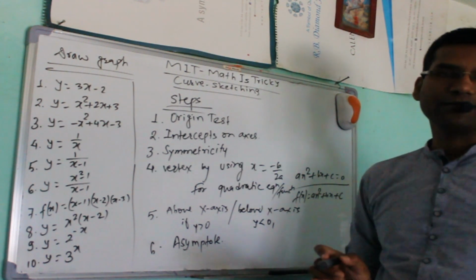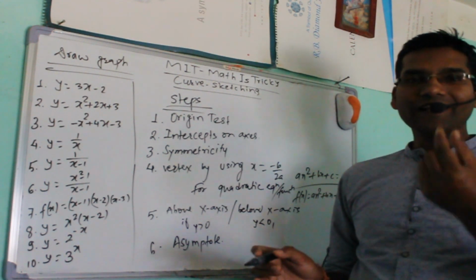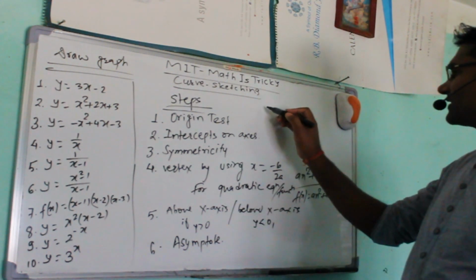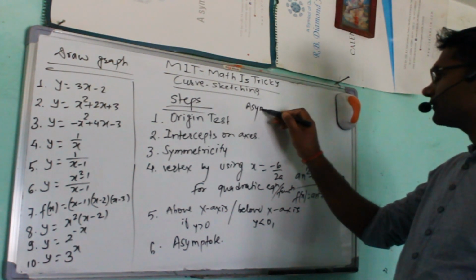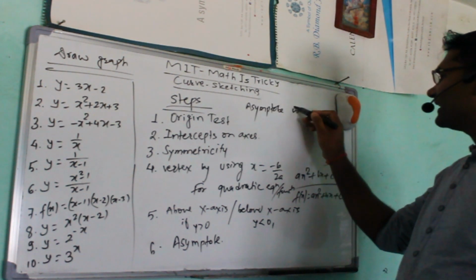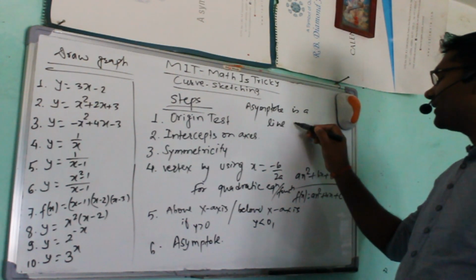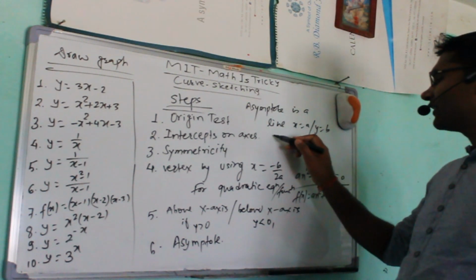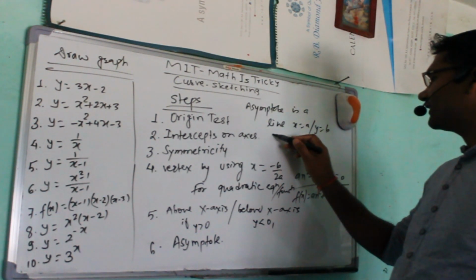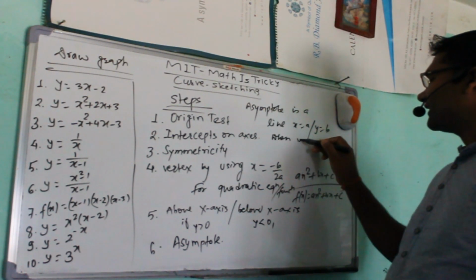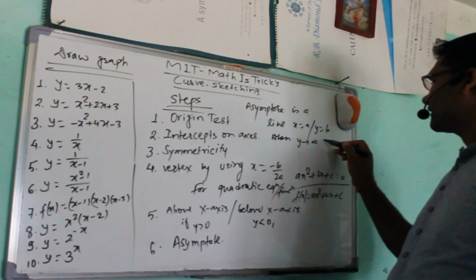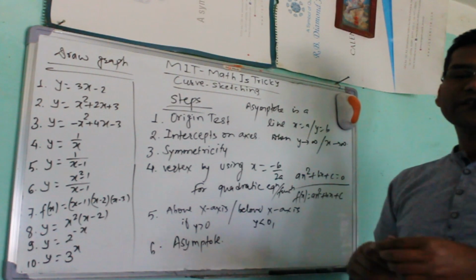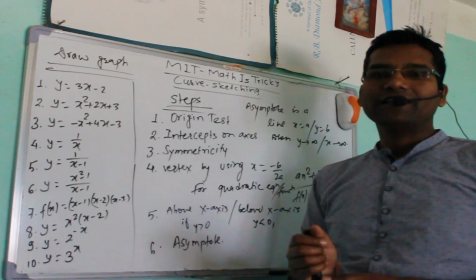The sixth one is find the asymptotes. Okay, you need to find the asymptote. How to find that? You find a line. I'll explain it while solving the problem. Asymptote is a line, maybe x equals a or y equals b, where y tends to 0, y tends to infinity, or x tends to infinity. Or in this way also we can define x equals a, it's said to be a line.